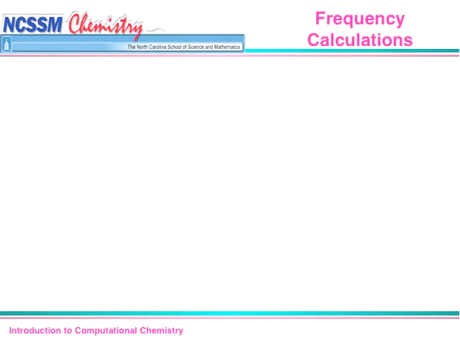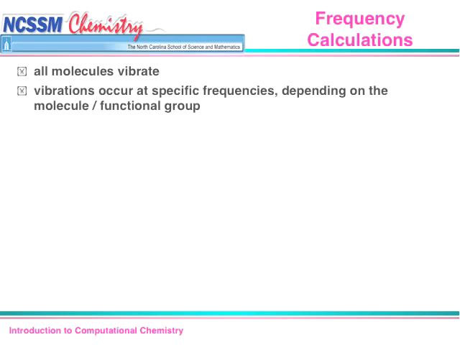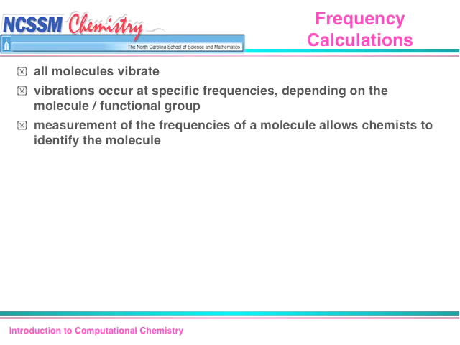Okay, frequency calculations, you have some experience with those. You know that all molecules vibrate. They vibrate at specific frequencies depending on the molecule. And the measurement of these frequencies allows us to identify a molecule. So it's sort of like a fingerprint. I can get an infrared or IR frequency spectra, and I can tell you by looking at that spectra exactly what the molecule is. Again, so we can do an infrared or IR spectra.